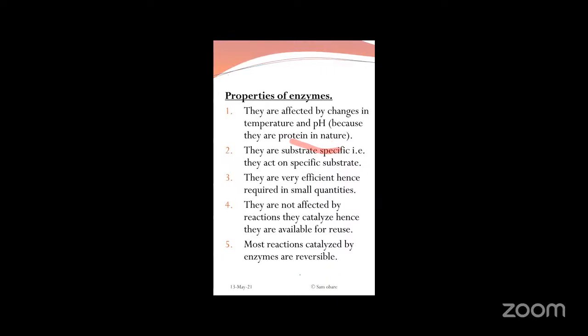So in an exam, this question is highly examinable. You may be told to list 3 properties of enzymes, list 2 properties, list 4 or even discuss 4 properties of enzymes. You should be able to give those properties, which include they are affected by changes in temperature and pH, they are substrate specific, meaning they only break down a specific food substance, and they are required in very small amounts since they are efficient. And then of course they are not affected by reactions they catalyze, and most reactions catalyzed by enzymes are reversible. They can be reversed back.